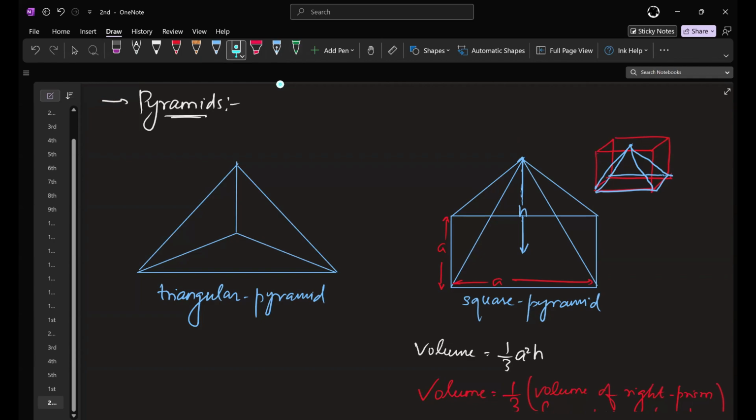But it is not actually a cube here. If it were a cube, this height would be equal to A. But here we have taken it to be h, so the volume would be A square into h. Because what is volume? Volume is the base area multiplied by the height over which we are integrating this area. So it will be A square h, and we take one third of the volume. As simple as that. Again, if it were not a square but a rectangle, with sides L and B, then it would be 1 by 3 LBH.